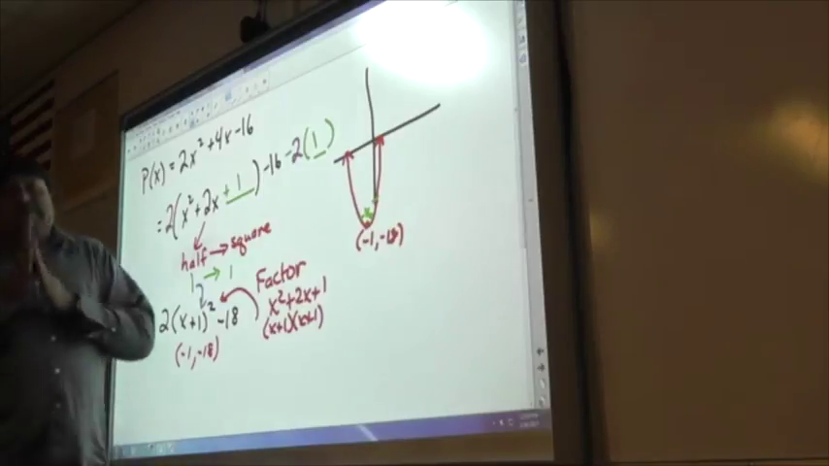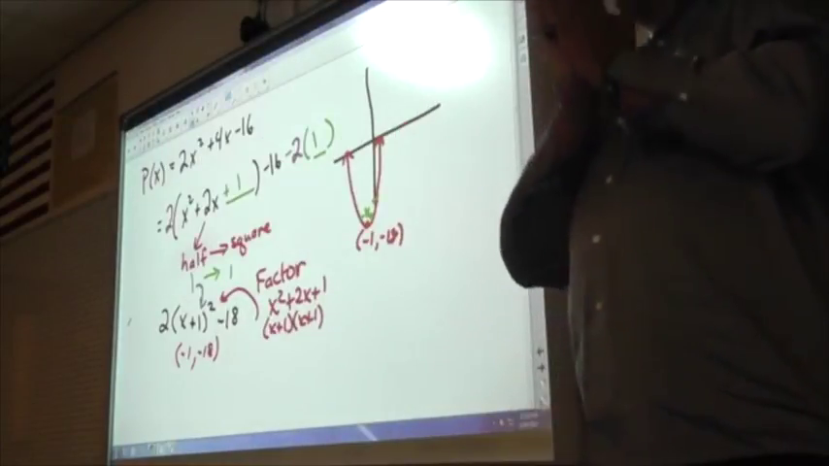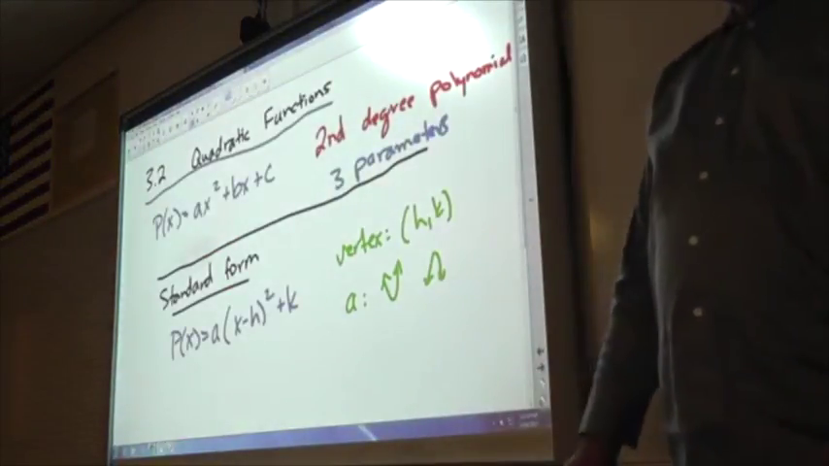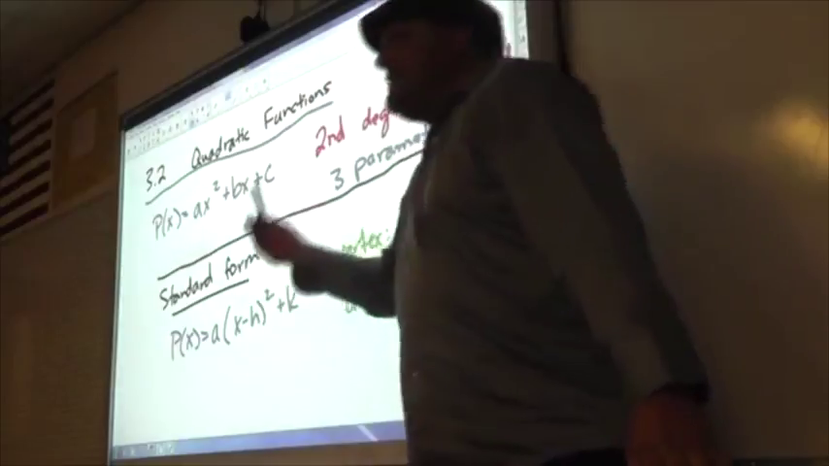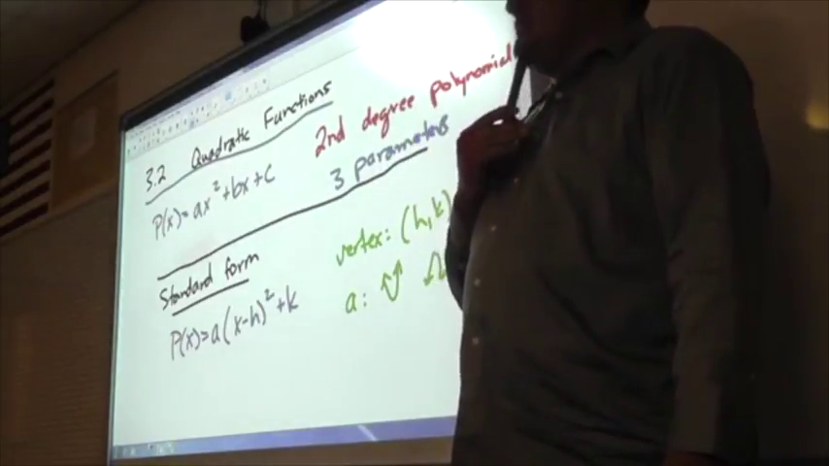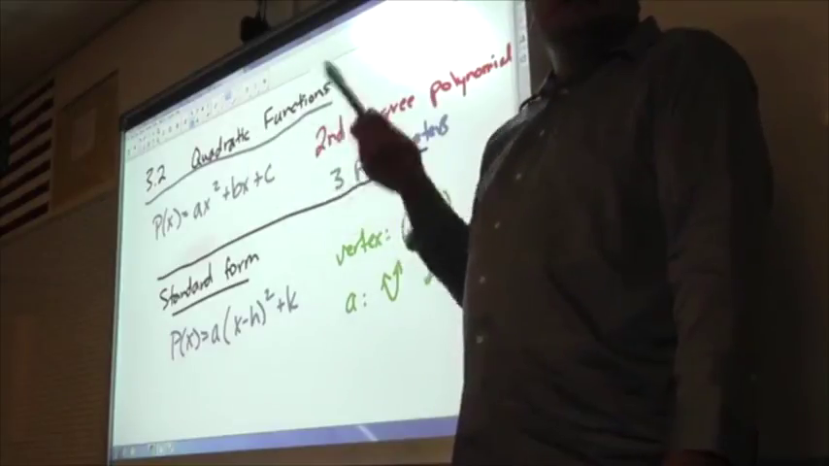Why is it negative? Why is it negative 1? What's the formula, standard form? A times x minus h squared plus k. Minus h, right? That's a good question. That's a silly mistake that we'll make. We don't want to do that.